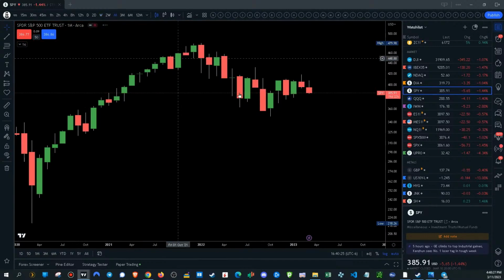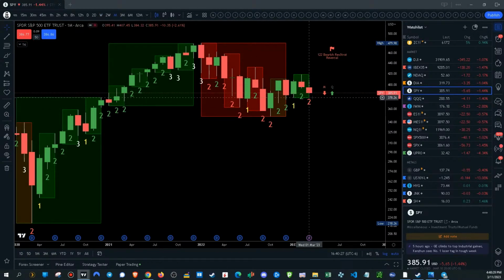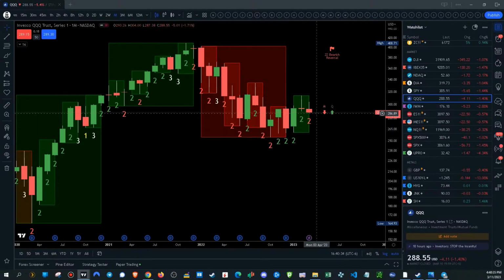This monthly looks awful. So our targets, where's our target? 378 is our next target on the SPY. Let's look at the Qs. Same thing. It just 2-2 reversed. Look at that 2 up, green to red, pulled back.